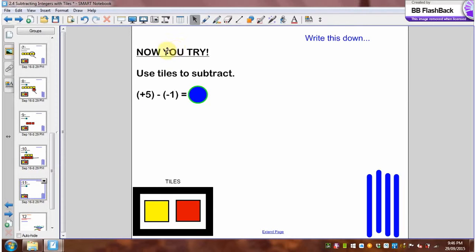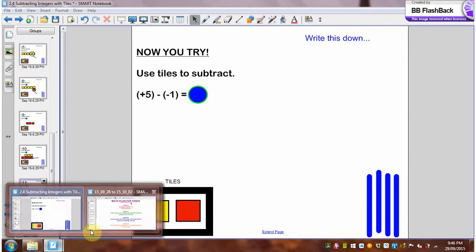I want you to try this one by yourself before we go through it together. You still have to write it down, use your tiles, and give me an answer. When you're ready, press play, come back, and we'll see if you got the correct answer.